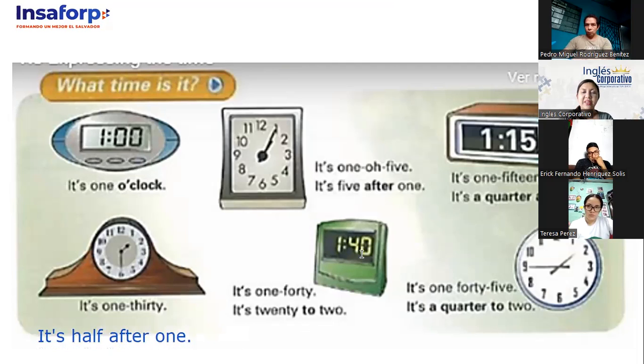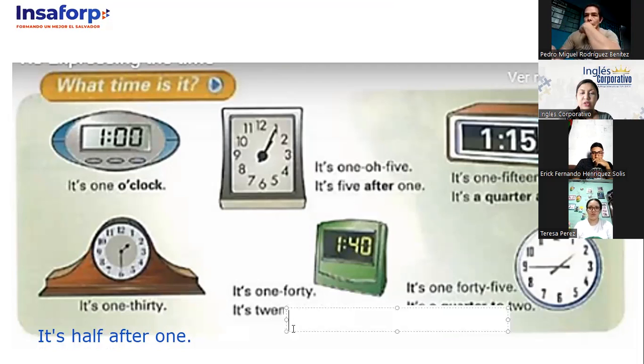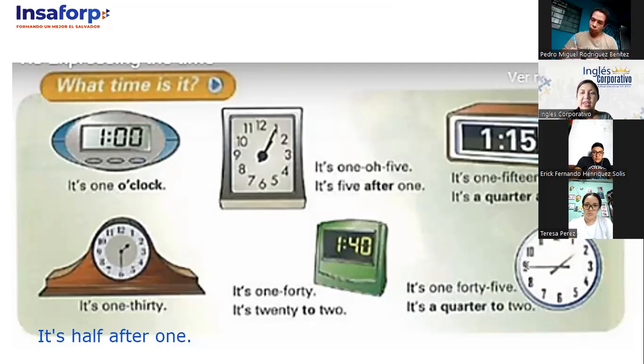Okay? Then we have it's 1:40, or it's 20 to 2. Se fijan, ya no usamos el after, sino la preposición to, the preposition to. ¿Por qué? Porque aquí ya no está diciendo los minutos después de la hora, sino los minutos que faltan para la siguiente hora. En este caso, it's 20 to 2. Como decimos en español, faltan 20 para. And in this one, it's 1:45, or it's a quarter to 2, un cuarto para las 2.